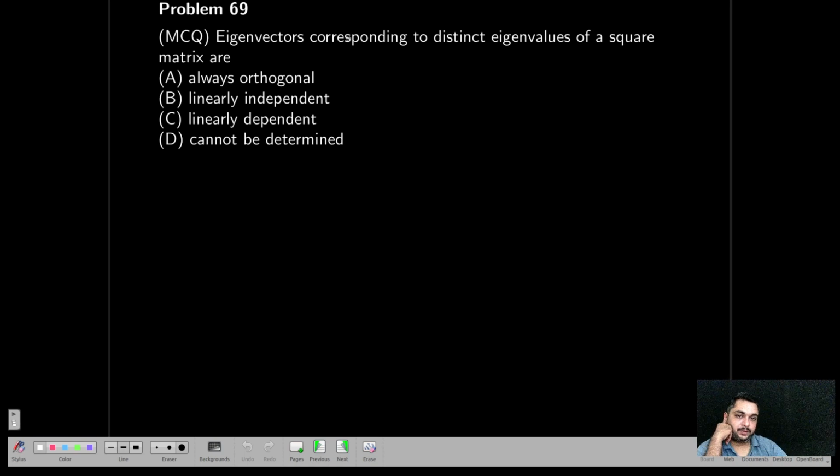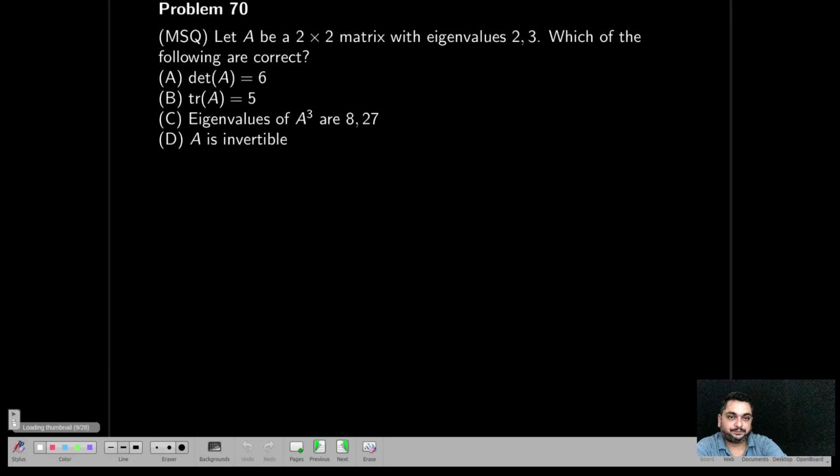Next, eigenvectors corresponding to distinct eigenvalues of a square matrix are? Distinct eigenvalues means, as I told previously, the eigenvectors are always linearly independent. The number of independent rows is nothing but the rank of the matrix. That's how you solved in row echelon forms.